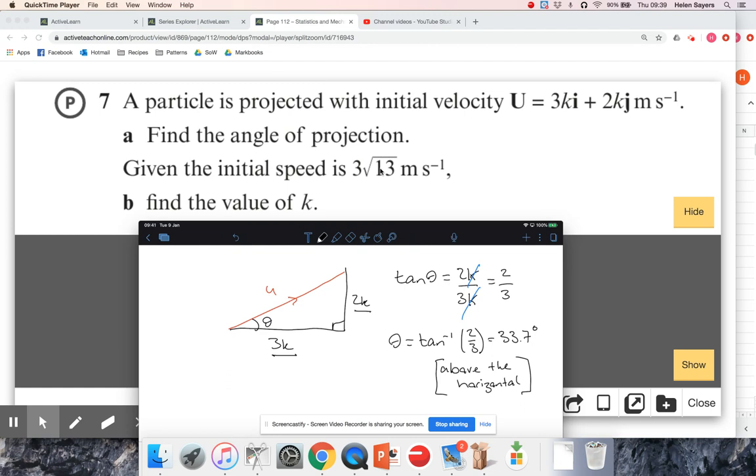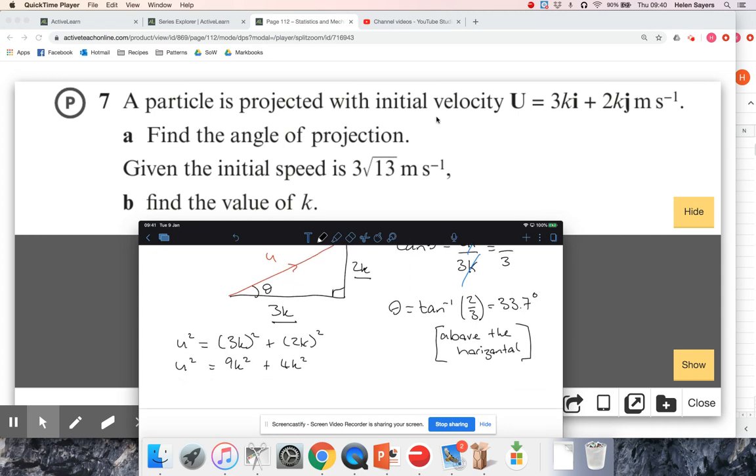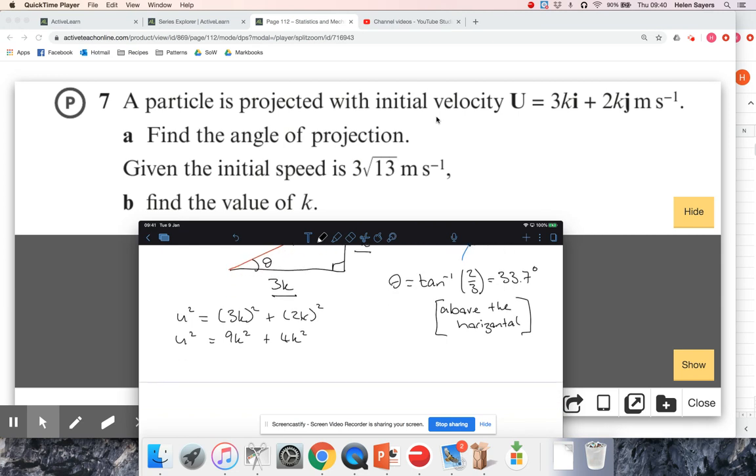So normally, I would say u squared. Basically, I'm literally just using Pythagoras here. So it's going to be 3k squared plus 2k squared. Let's be really careful that you square the coefficients too. Okay, so obviously I'm still in terms of k there, but they've actually told me the initial speed. So u is obviously then going to be the square root of all of that.